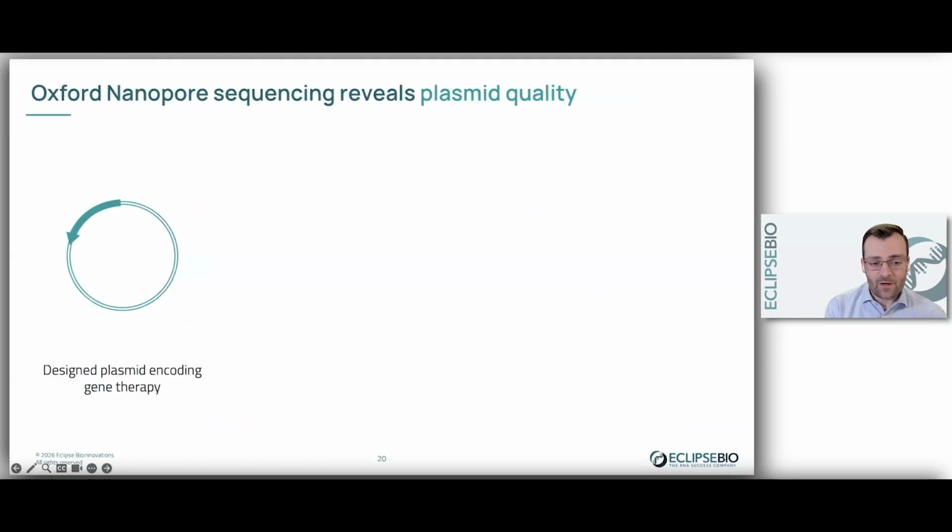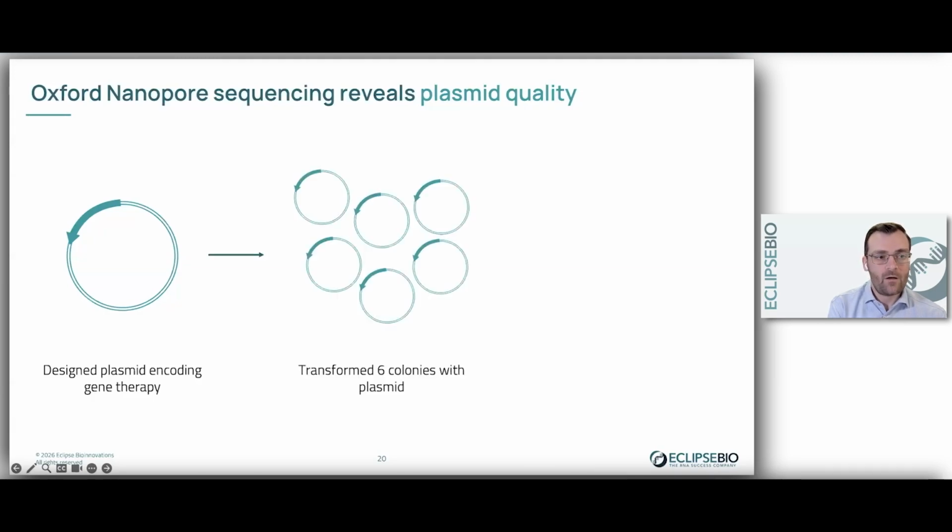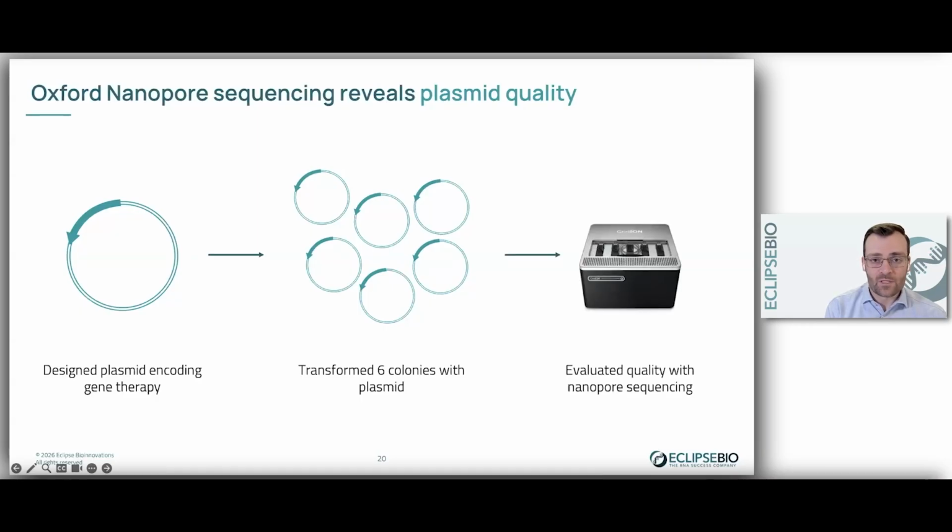That was looking at the IVT RNA, which I'll go back to in a few slides, but we can actually just look directly at the plasmid as well and capture this even before the synthesis. And so I'm going to show a test case in which we designed a Cas9 therapy and then encoded it within a plasmid. We then transformed 6 colonies with the same plasmid and then evaluated them with nanopore sequencing to look at the quality of each colony.